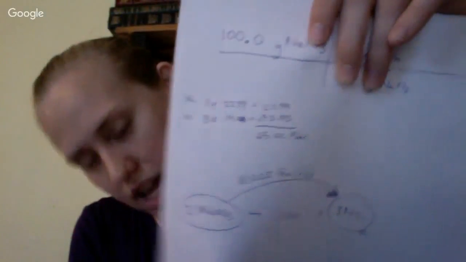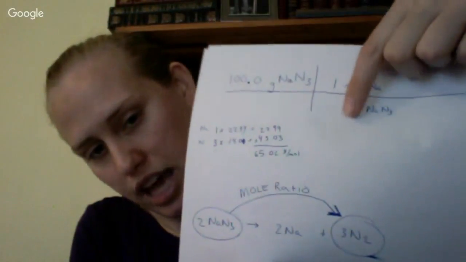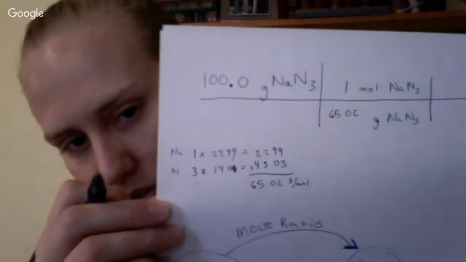Now that is the mass that NaN3 has. It's actually written out as grams per mole. Now that's why we can plug it in here. That number of grams for 1 mole. So we have 65.02 grams of NaN3 on the bottom and 1 mole of NaN3 on the top. That's your first conversion.